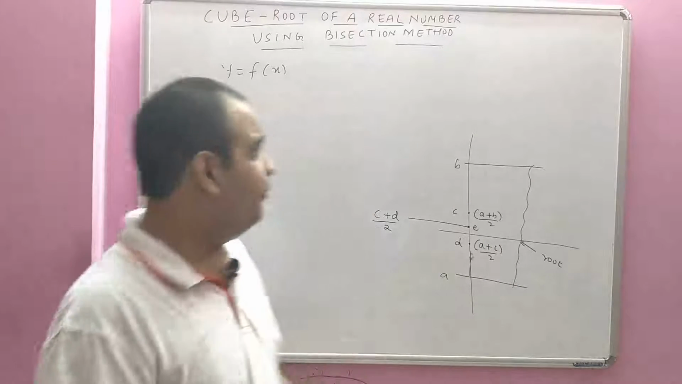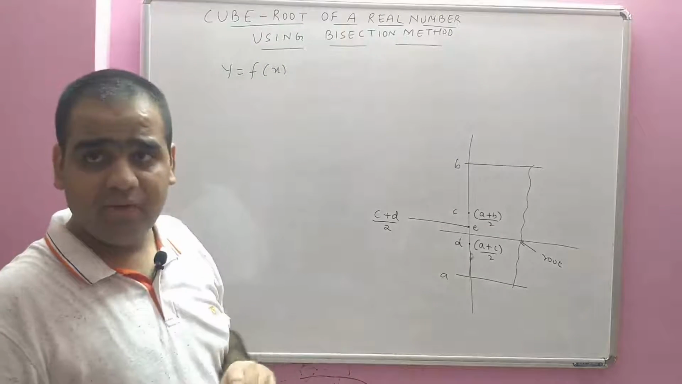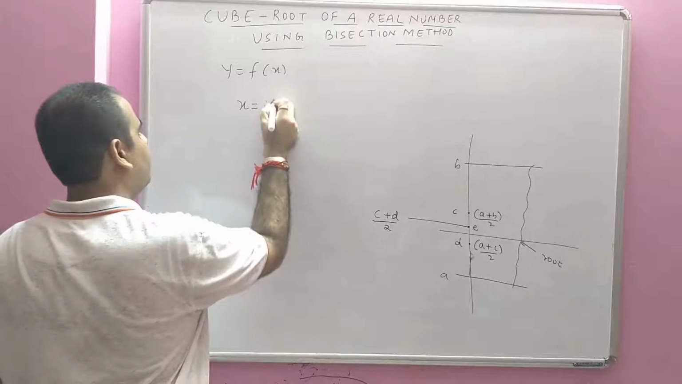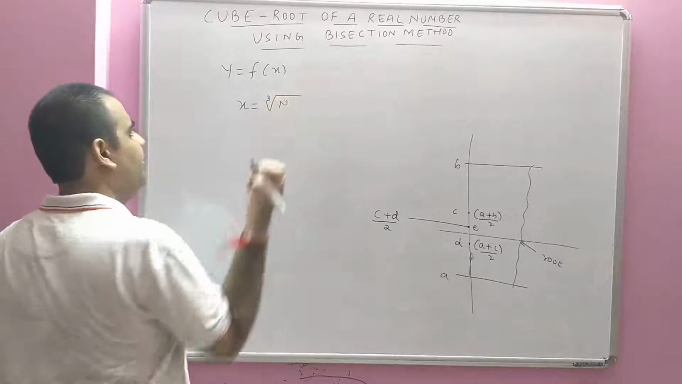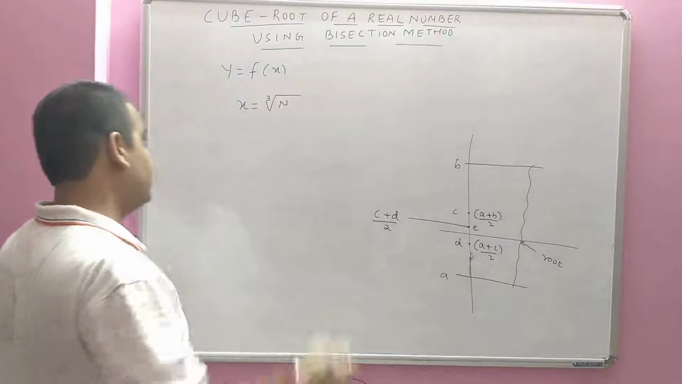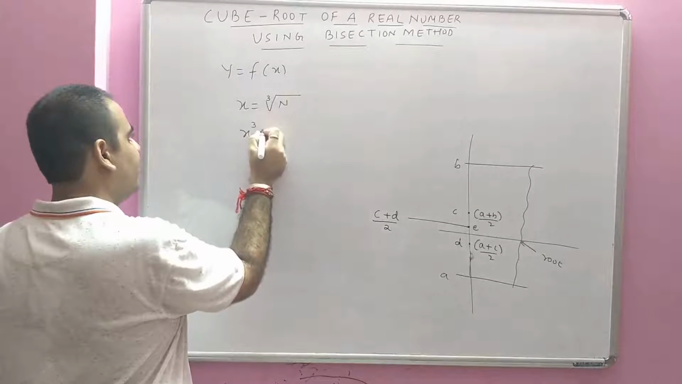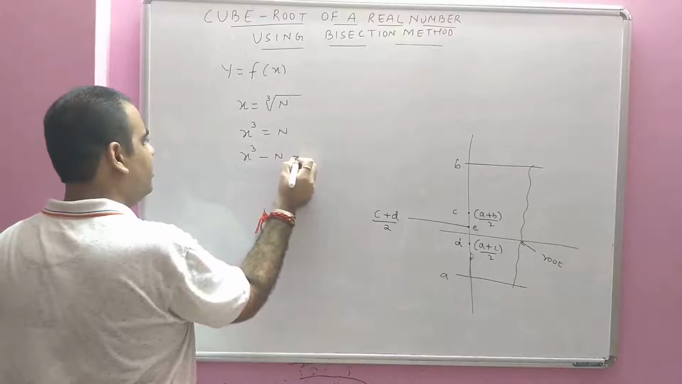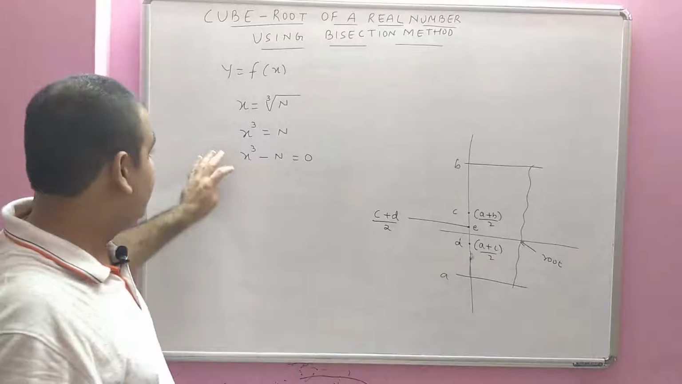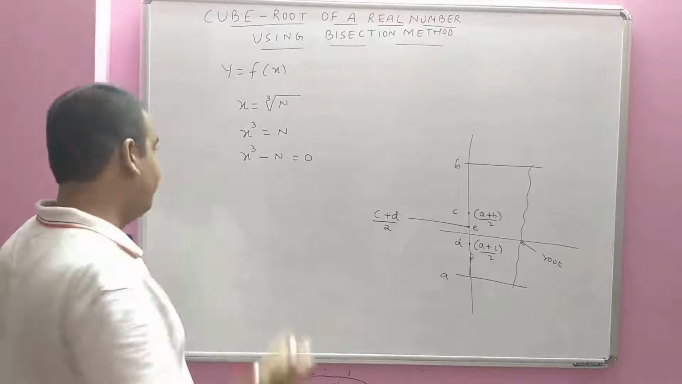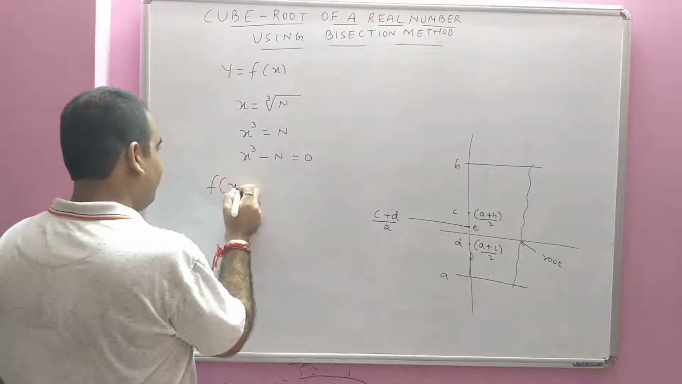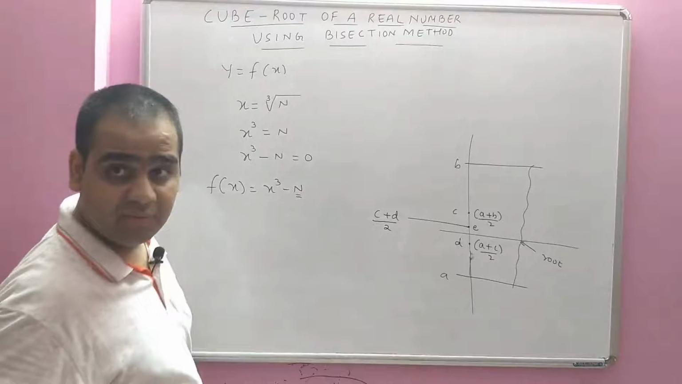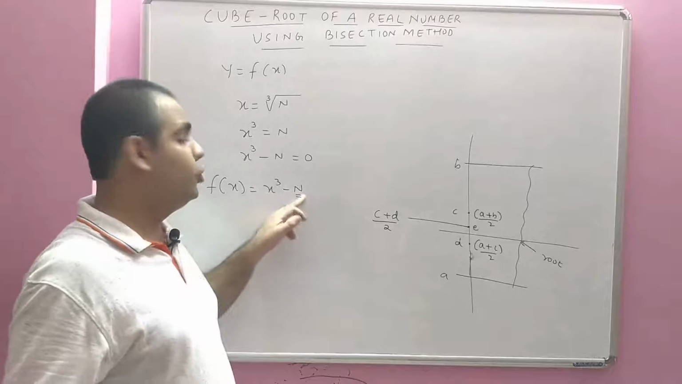Now we want to find the cube root of a given number. Suppose I say let x be the cube root of n. I can write this as x cube is equal to n, or x cube minus n is equal to 0. Now this is y equal to f of x. Therefore I can write f of x is equal to x cube minus n.